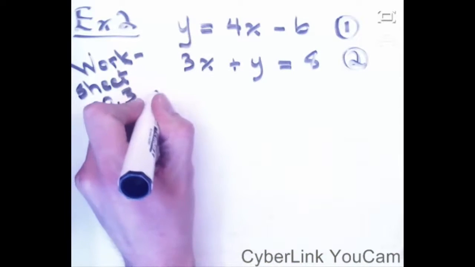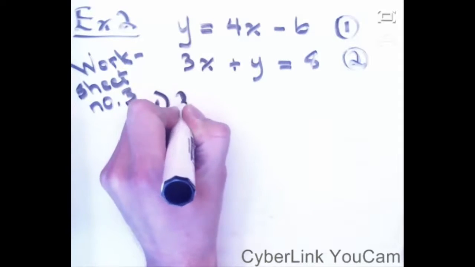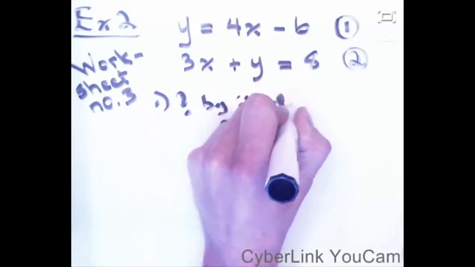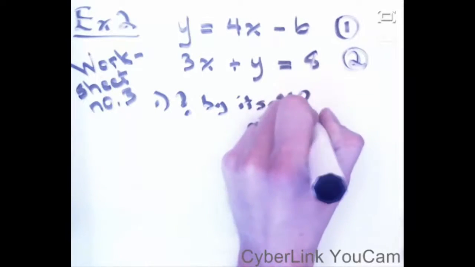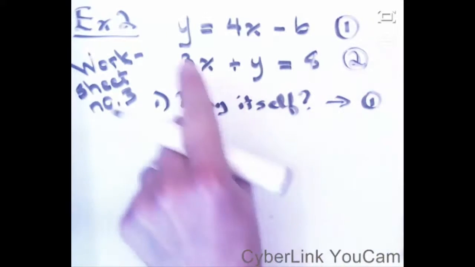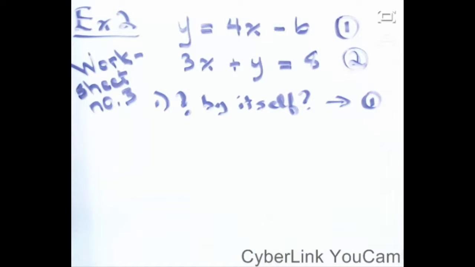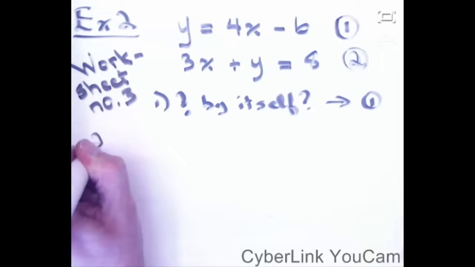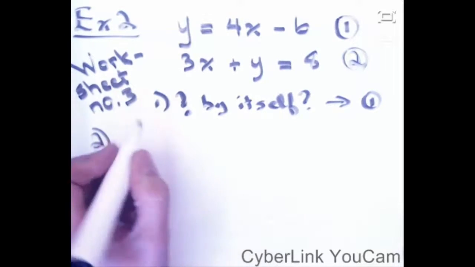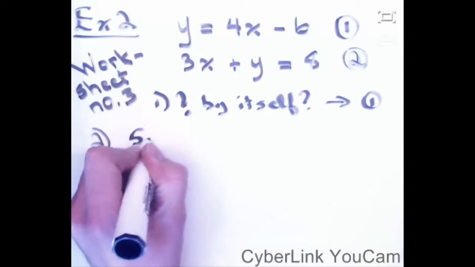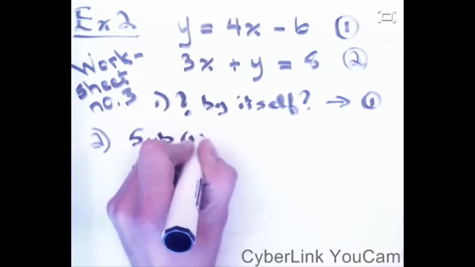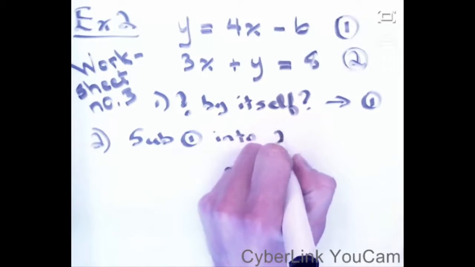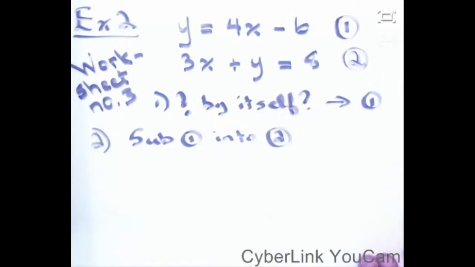Okay, so you think to yourself, who is by itself? And that's number 1. Okay, number 1 has y equals by itself. Once you've determined that, the next step you want to take is that key step, and you have to write it out. You do this. You write sub what's part of equation 1 into equation 2. And here's what that means.